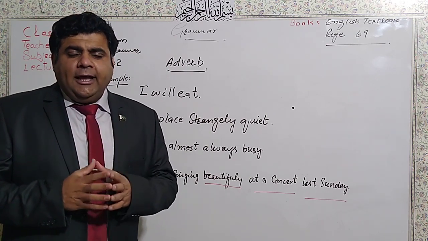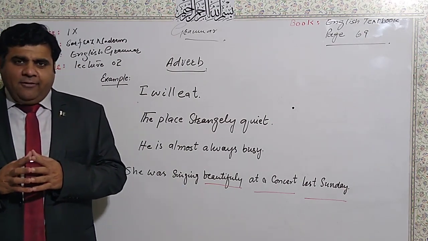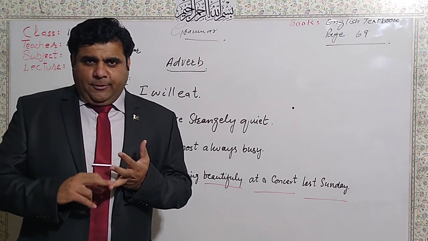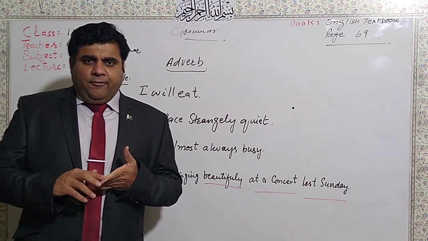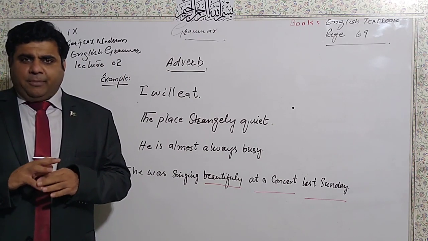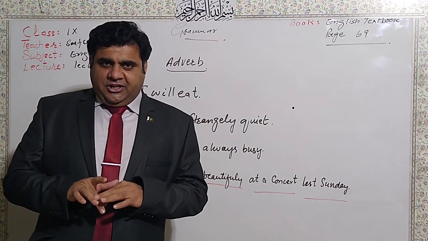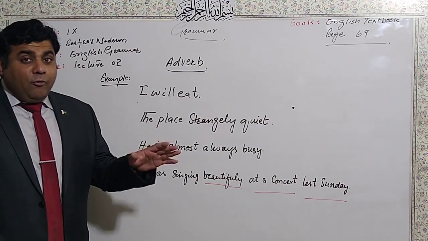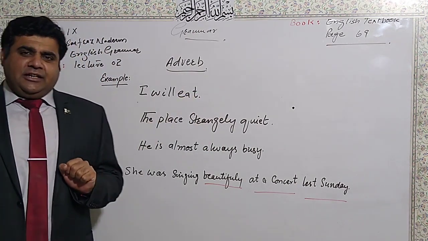As you know, in total we have 8 parts of speech in grammar. How many parts do we have? 8 parts of speech. Number 1, noun. 2, pronoun. 3, verb. 4, adverb. 5, adjective. 6, preposition. 7, conjunction. And number 8, interjection. So the fourth part, adverb, we are going to discuss today. Dear students, what is the definition of adverb?